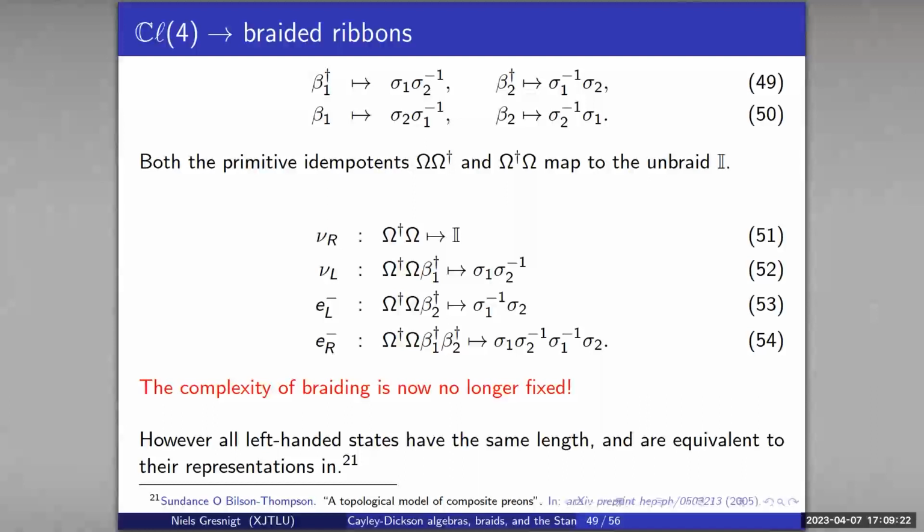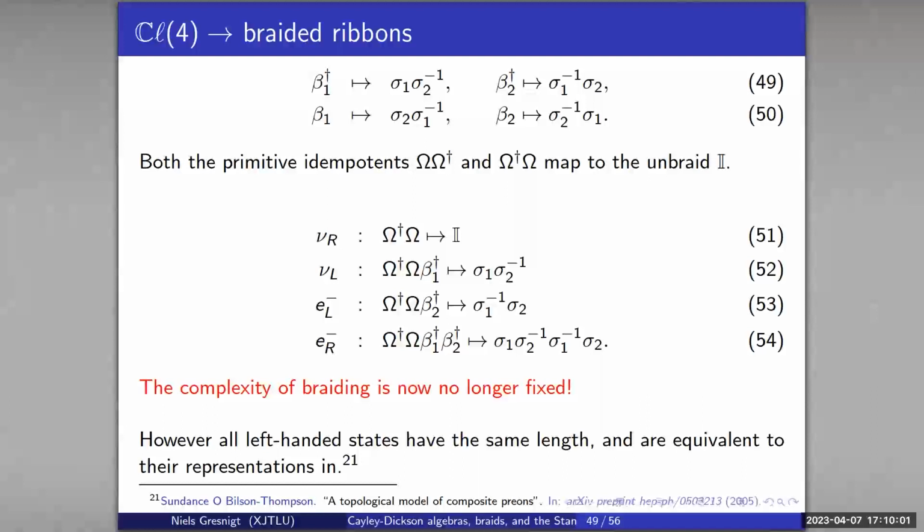And so now if we look at the different states in the CL4 ideal, we can map each of them to a particular braid. And we see that the complexity of braiding, so that is on the right-hand side of 51 to 54, so the length of the braid is not fixed anymore. Because if you look at the original Sundance's model, the Hilo model, all the braiding consists of 2 crossings. So that's no longer the case. However, if we look at the left-handed states, we find that they do have the same length and they are equivalent to their original representation.